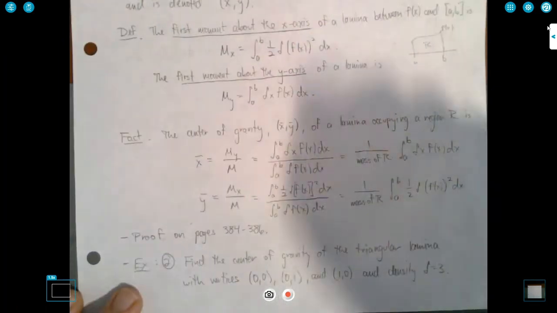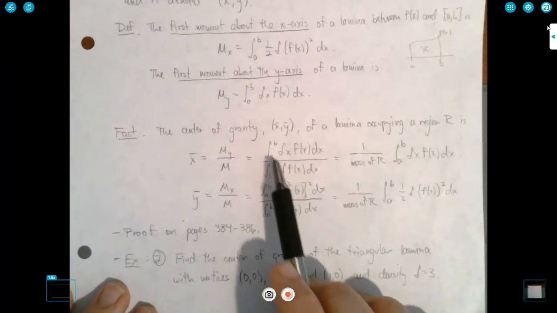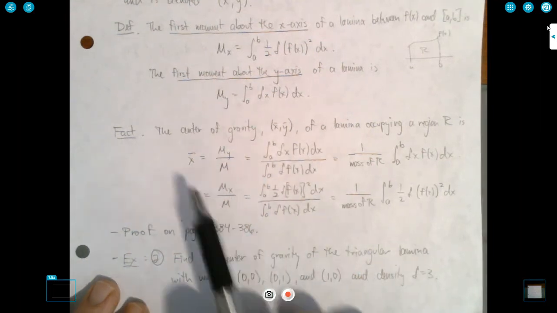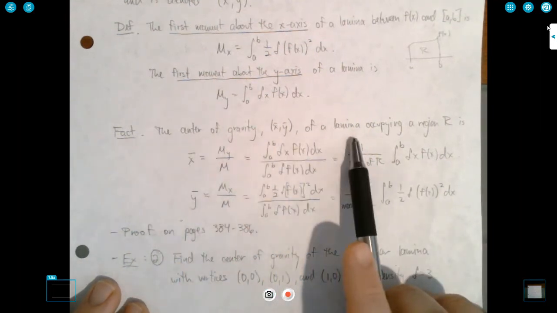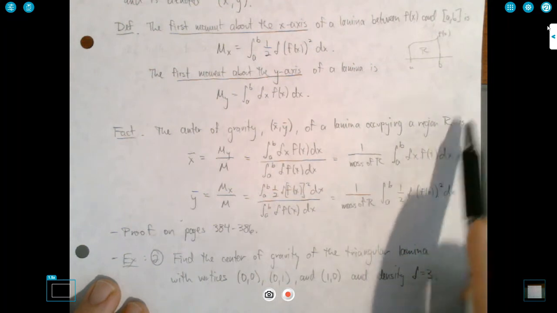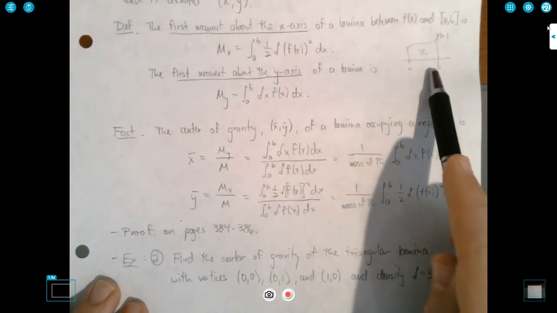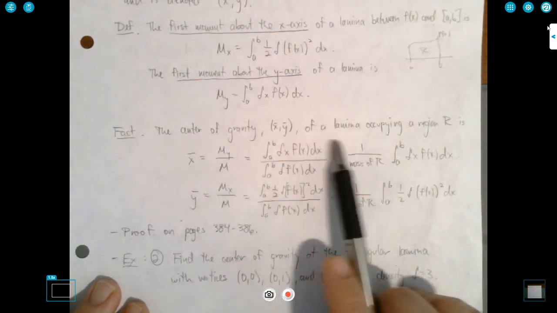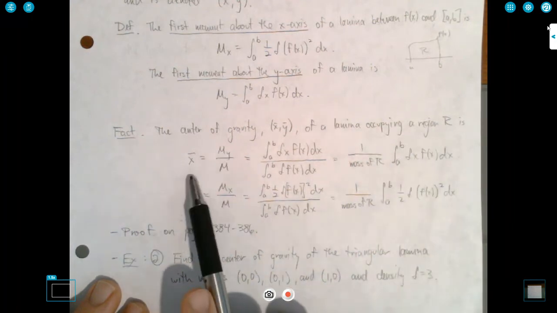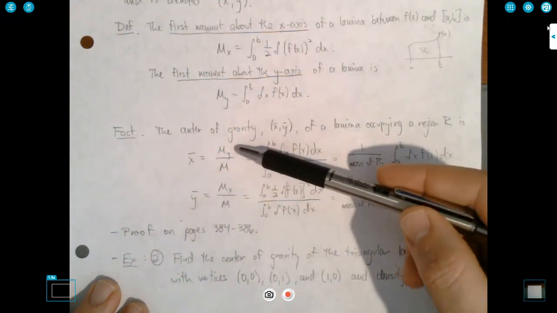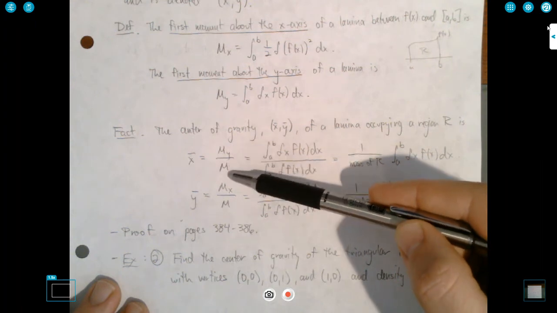so finally, we can give a formula for the center of gravity, x bar, y bar. So the center of gravity, x bar, y bar, of a lamina occupying a region R, and again, I'm thinking of the region R this way, but the center of gravity of the lamina occupying a region R is, x bar is the first moment about the y-axis divided by the mass.